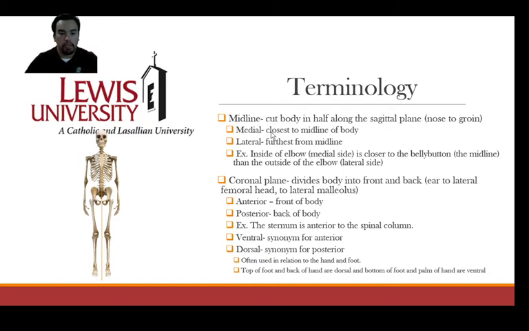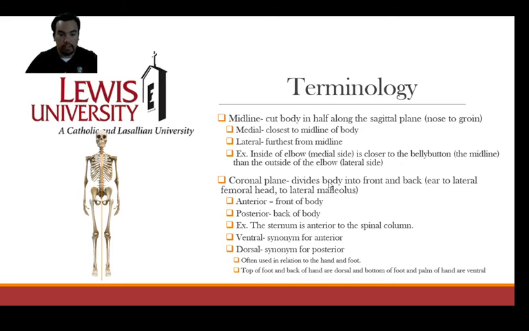Now, there's medial that we use in reference, right? So if I'm saying the medial arm, that means it's the side that's closest to the midline. So that would be the inside of my arm. The lateral would be furthest from the midline. So it would be the outside of my arm, because in reference to my arm, the inside of my arm is closer to the middle of my body than the outside of my arm. Okay? Now I use the elbow as a description there.